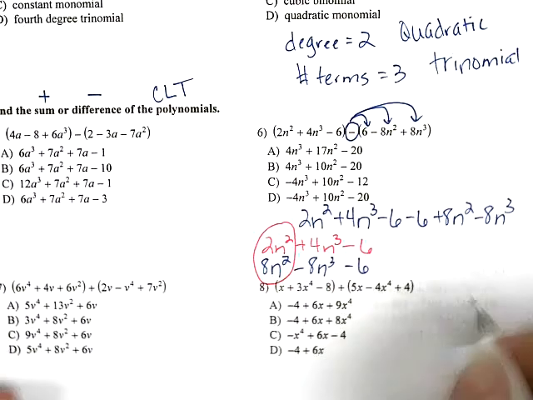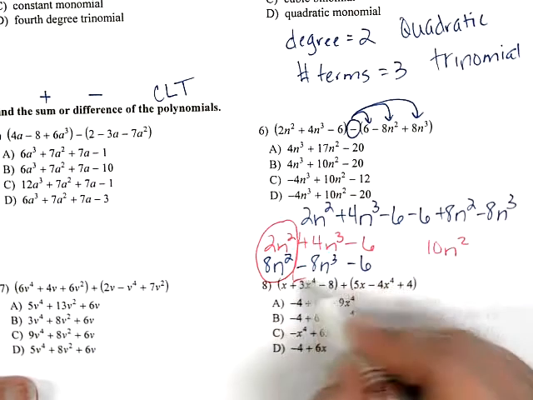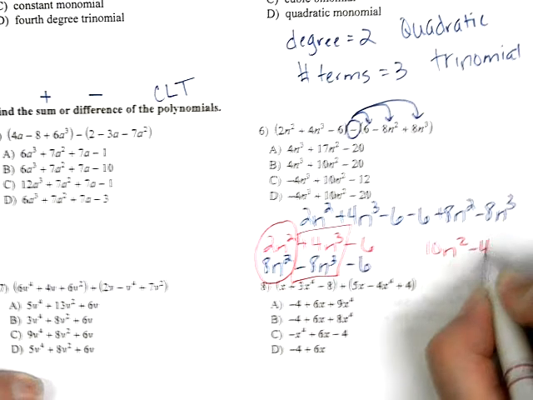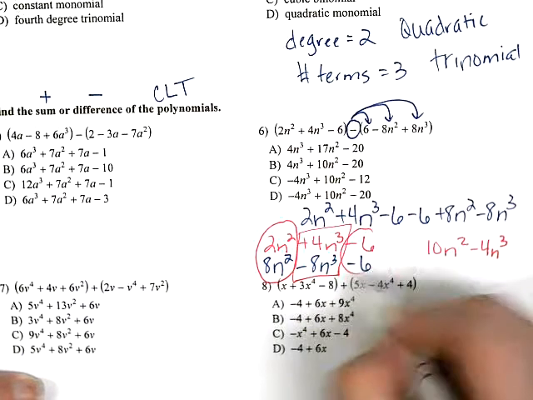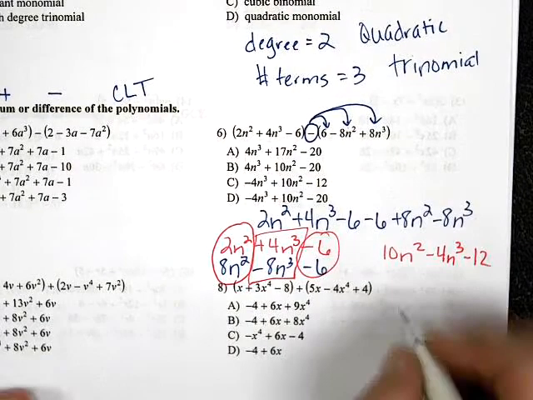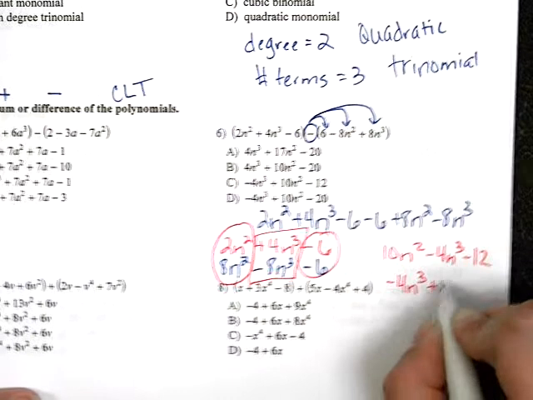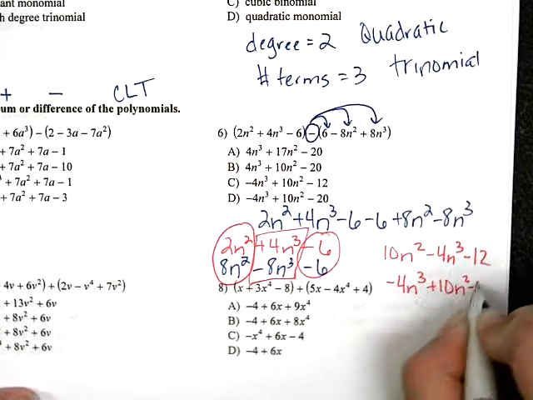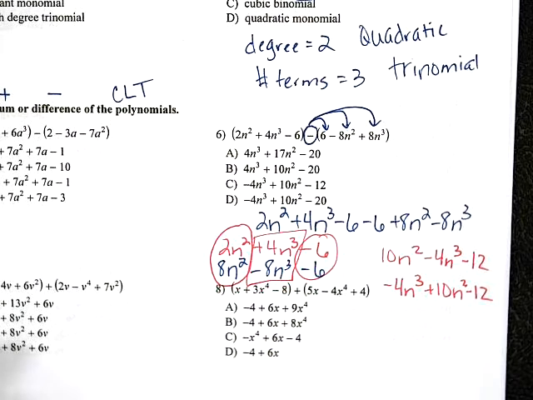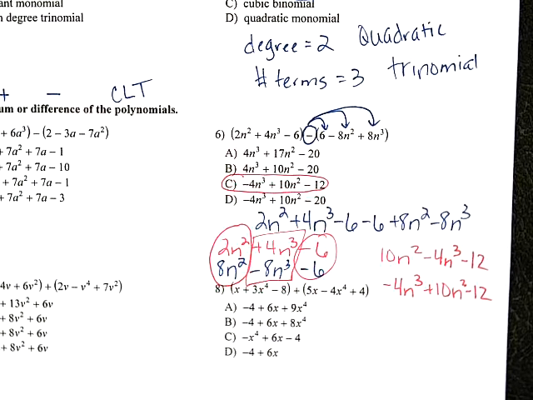So I get 10n squared, and then I get negative 4n to the third, and then I get negative 12. And the only problem with doing it this way is now it's not in standard form, so I need to write it in standard form. Negative 4n cubed plus 10n squared minus 12. All right, and then we're going to find that answer. So negative 4n cubed, this is answer choice C. Okay, so you distribute the negative, and then you just combine like terms.